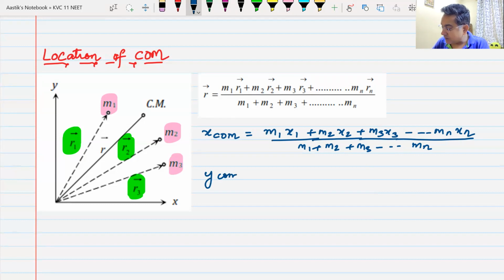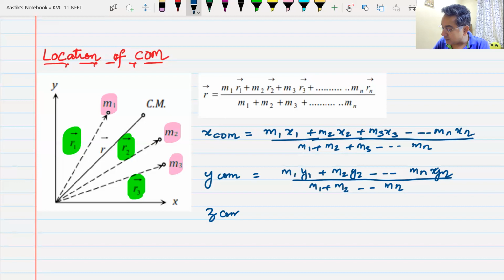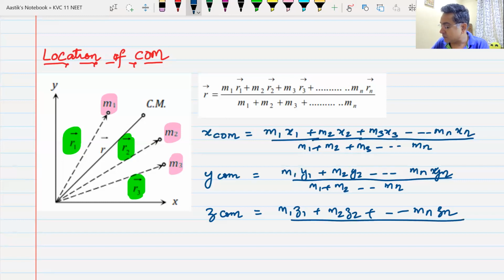To find the y position of the center of mass, you can add m1 y1 plus m2 y2 and so on till mn yn, and divide it by m1 plus m2 up till mn. To find the z position of the center of mass, m1 z1 plus m2 z2 up till mn zn, divided by m1 plus m2 up till mn. Everyone understands what we are writing here? Yes or no? I'll give you 2 minutes to note this down.